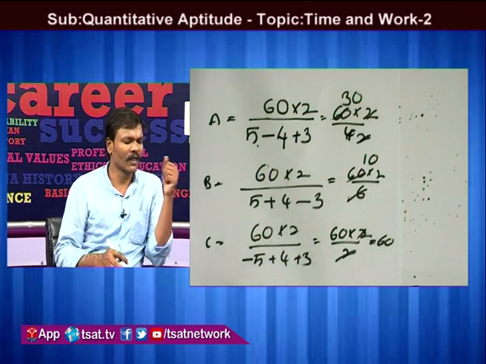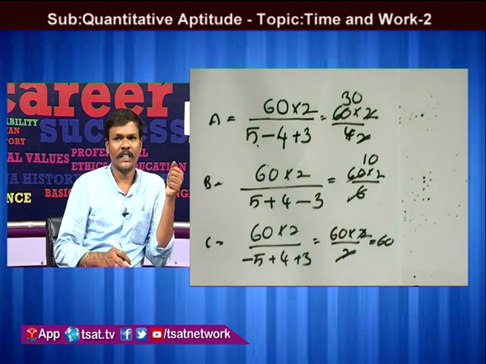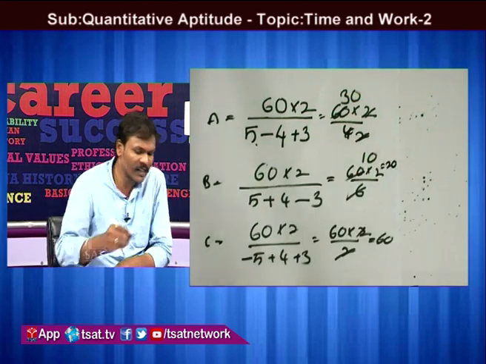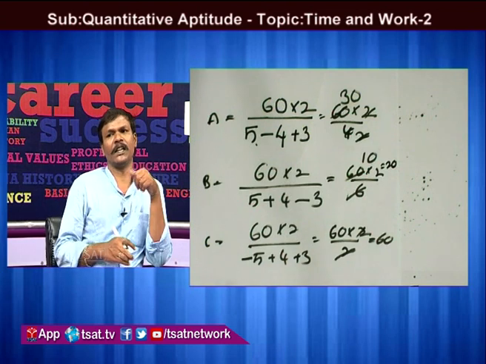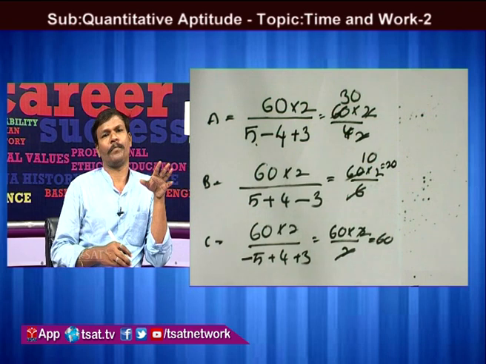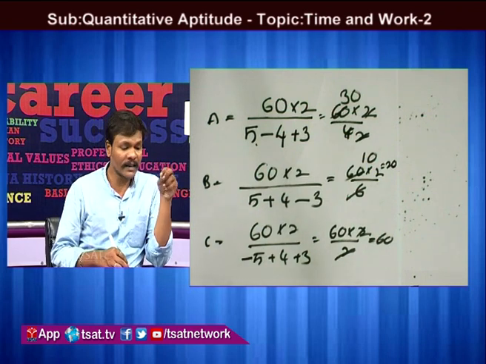So, you observe A completes the work in 30 days, B completes the work in 20 days, C completes the work in 60 days. Who completed the work in less time?